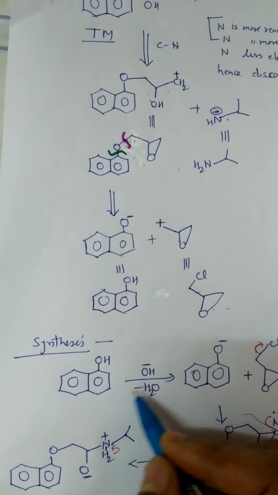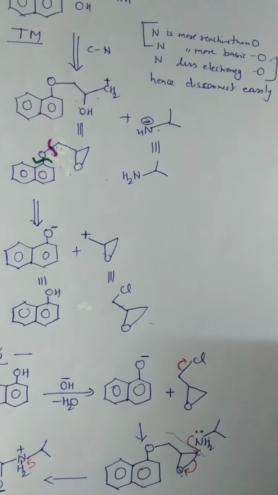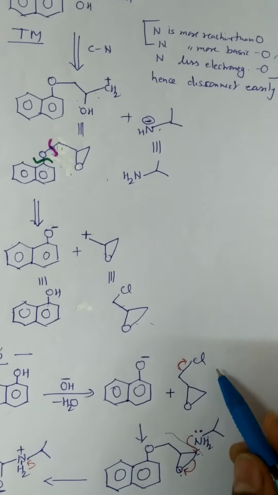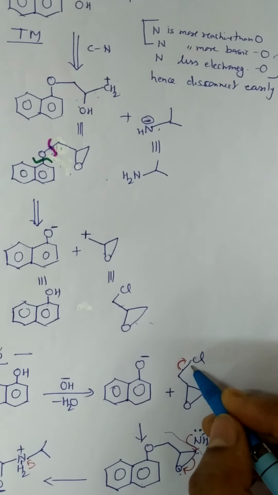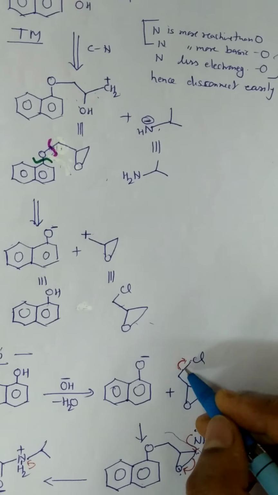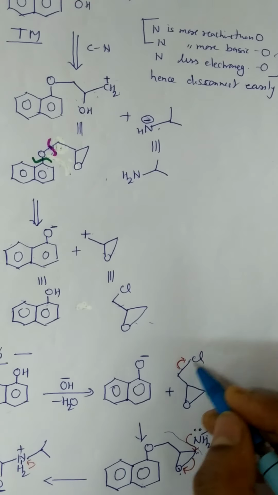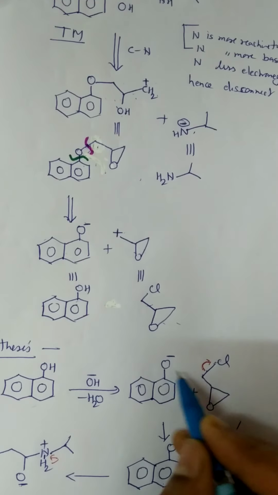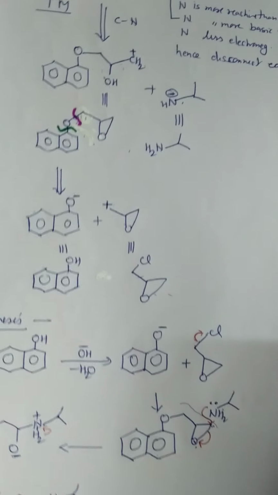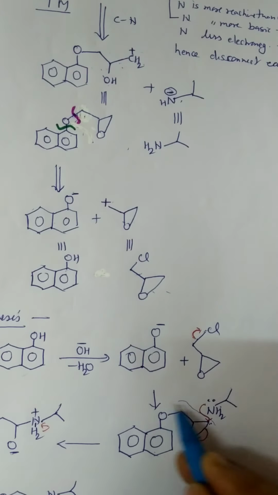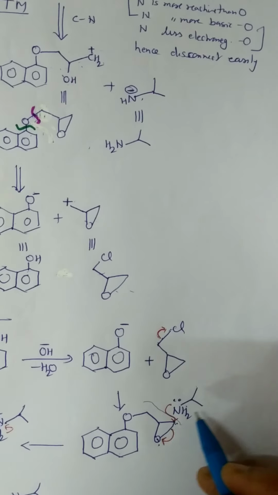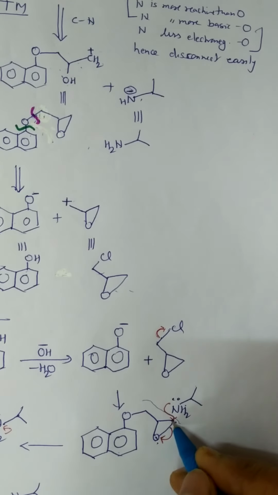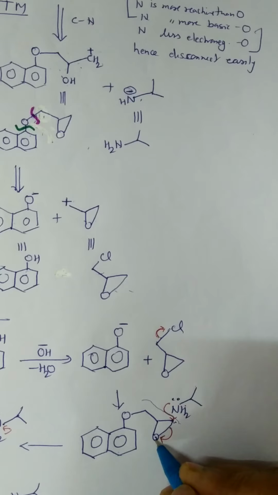Alpha naphthol, in the presence of base, forms the naphthoxide, and it reacts with the second compound, which is the starting material. Here Cl is removed with its bonding electrons, and this carbon becomes positively charged and Cl becomes negatively charged. Therefore, this positively charged carbon and O minus connect together, and after connection this type of compound is obtained. In this compound, oxygen is more electronegative than carbon, therefore the electrons are displaced towards the oxygen atom.